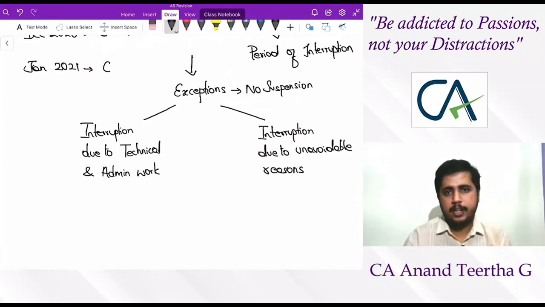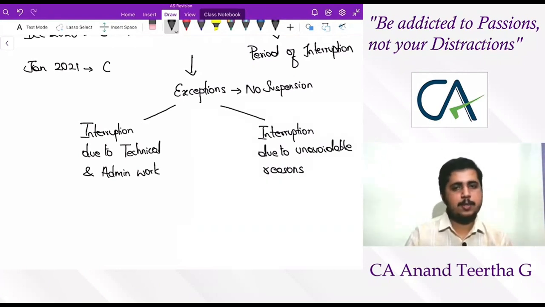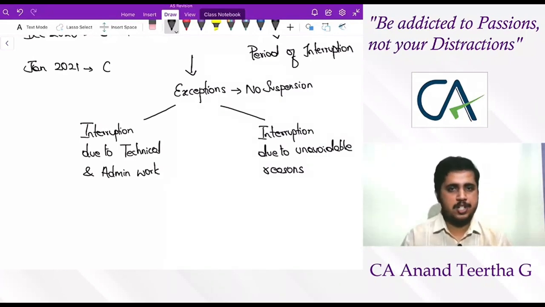Even though work is suspended, it is utilized for curing purpose. Again, unavoidable reason. At that time, the suspension does not take place. So if there are unavoidable reasons, do not consider them for suspension.